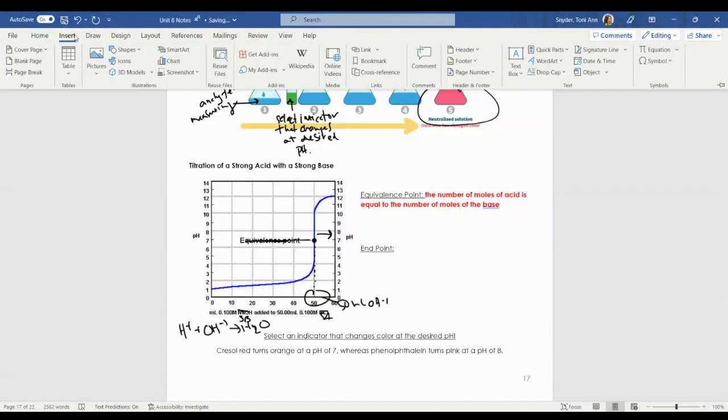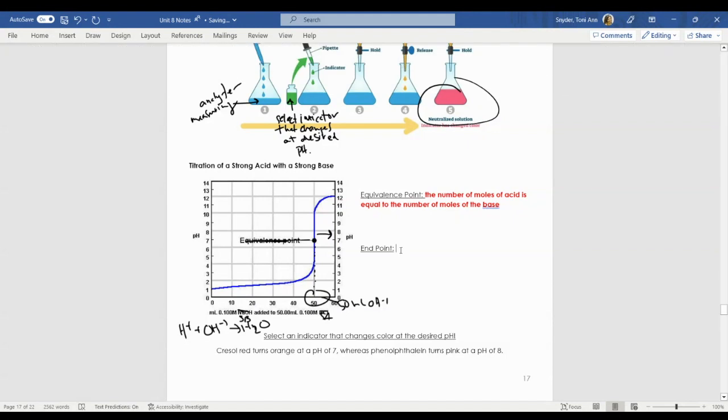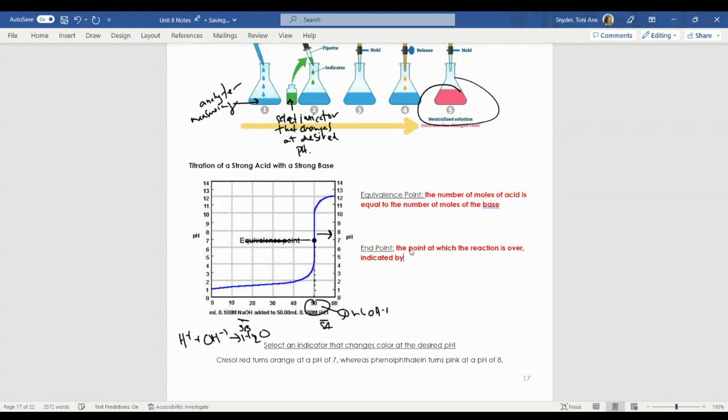However, an indicator measures where our end point is, which normally is sort of where the equivalence point is. The end point is the point at which the reaction is over. And normally this is indicated by a color change.